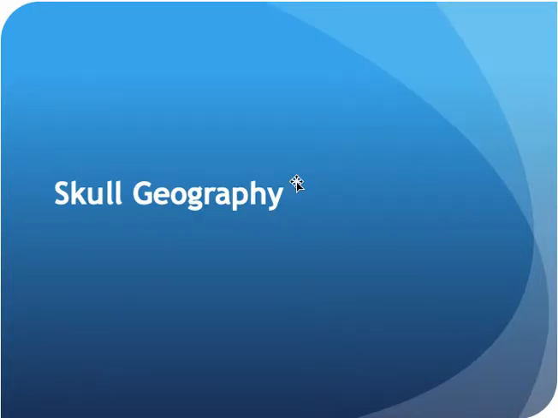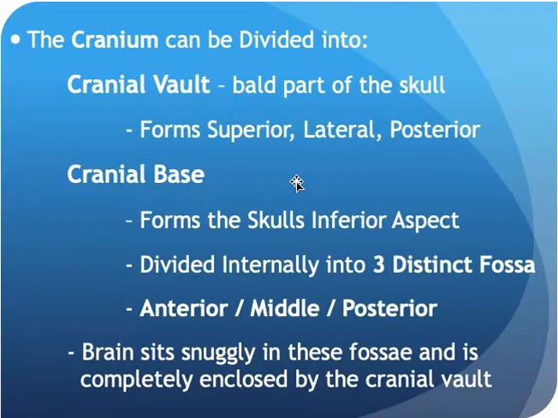Okay, so now we get to skull geography, and again, this is really important for our practical purposes, and we want to be able to label not just the sutures, but all the important things that make up the skull too. So you have the cranium, and it's going to be divided into two parts. You're going to have a cranial vault, and this is going to be the bald part of the skull. So it forms the superior, lateral, posterior. This is also a good chapter where you want to have that textbook beside you so you can have the pictures as we're going over things.